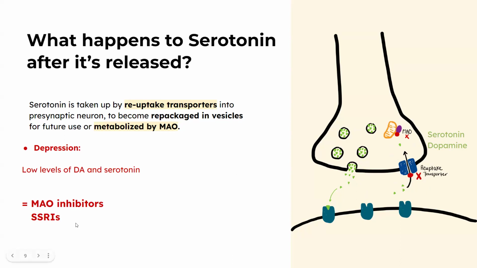Okay? And can you guess which one is stronger or more potent? It's going to be the MAO inhibitor. And that's because we said that MAO inhibitors work on serotonin and dopamine, and they even work on other neurotransmitters as well. But SSRIs work only on serotonin. It's selective for serotonin. So this is more potent.